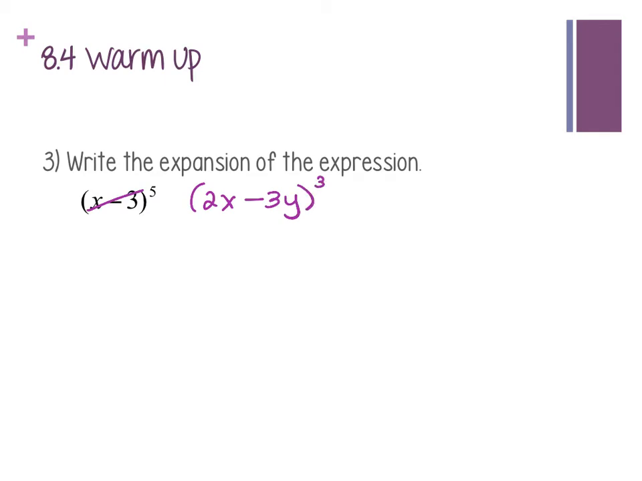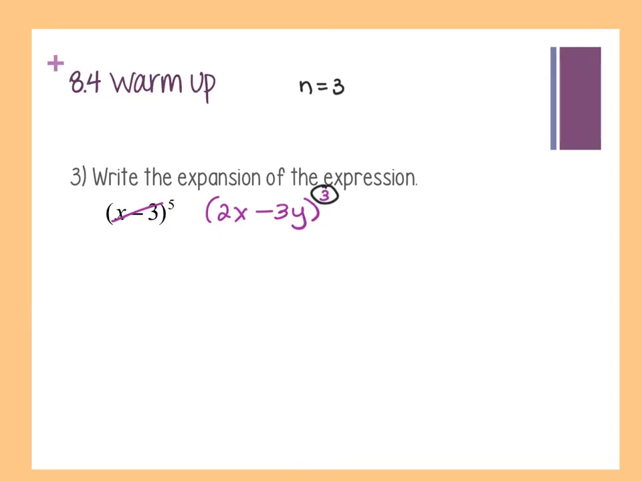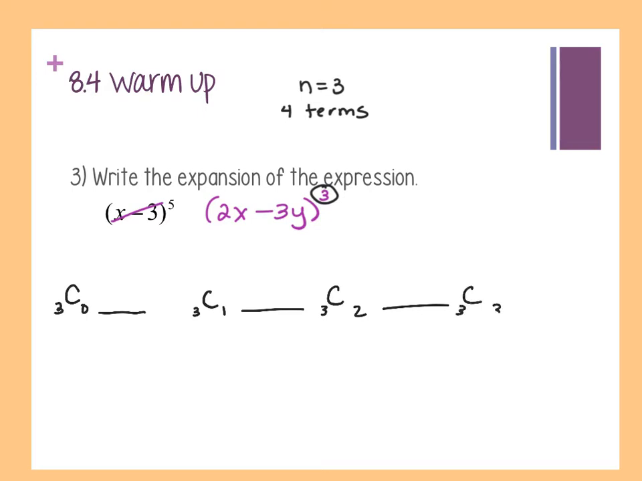All right, so when we expand this, remember we have 3 parts. We have the C first. First of all, if this is 3, then that means N is 3, right? And there's going to be how many terms in my answer? 4. Good. 1 more than the N, so 4 terms. So the first one is C3, 0, and then I'm going to fill in that space. C3, 1, C3, 2, C3, 3.